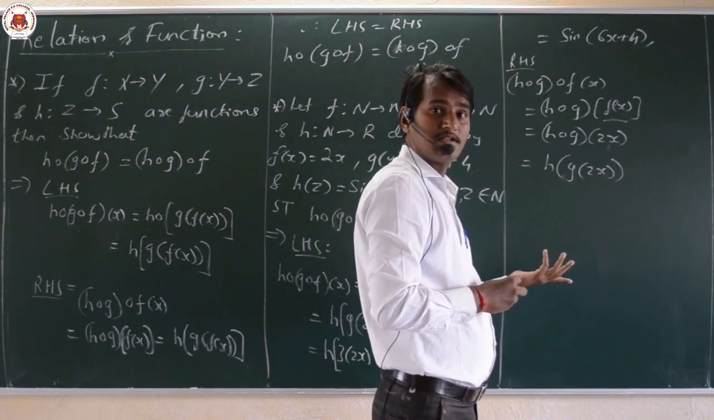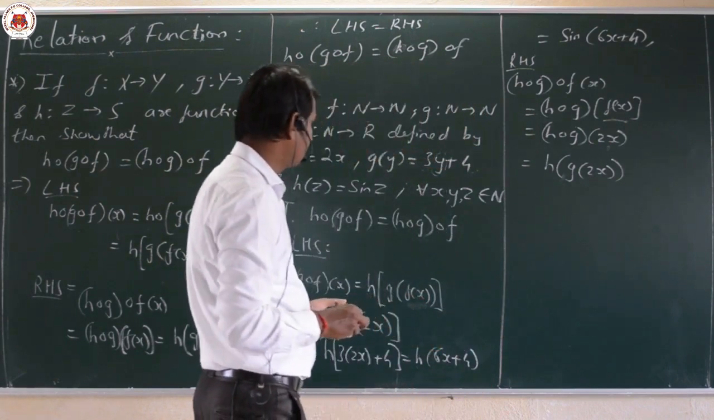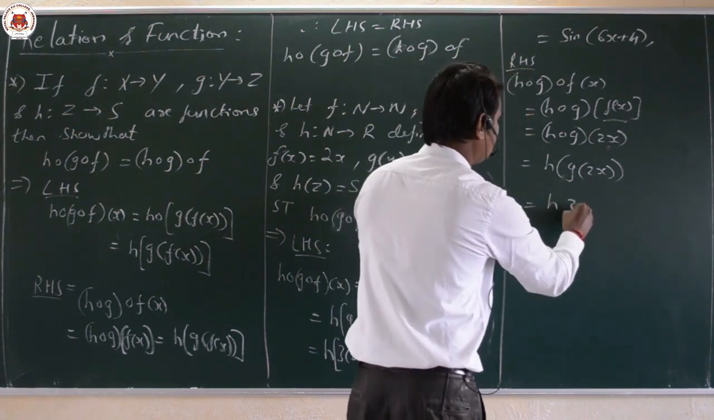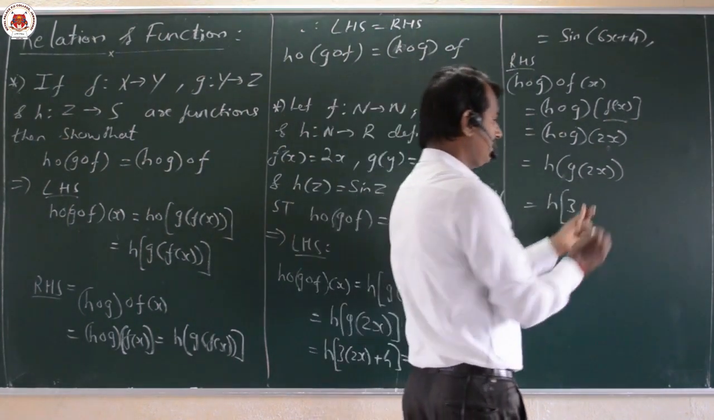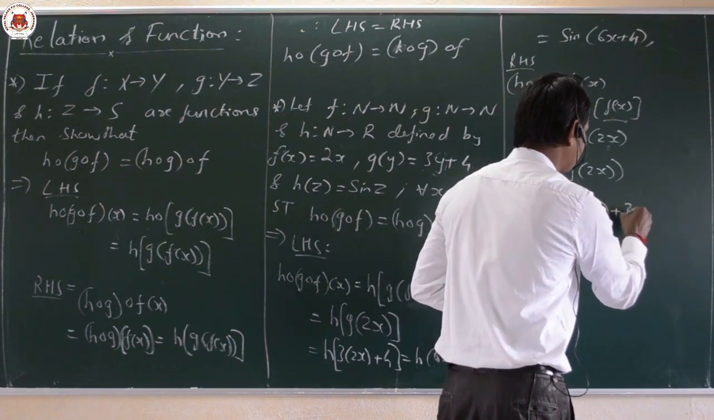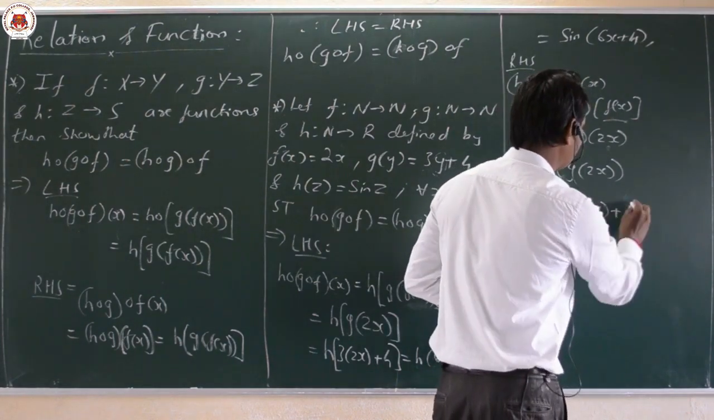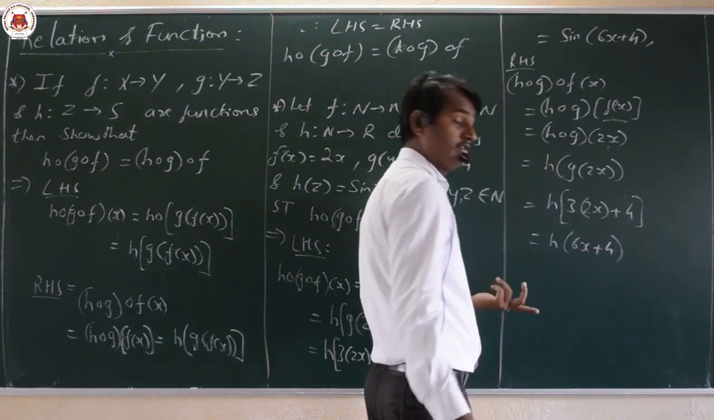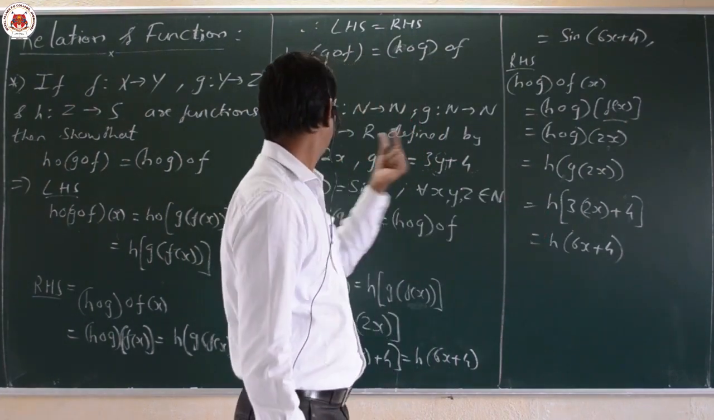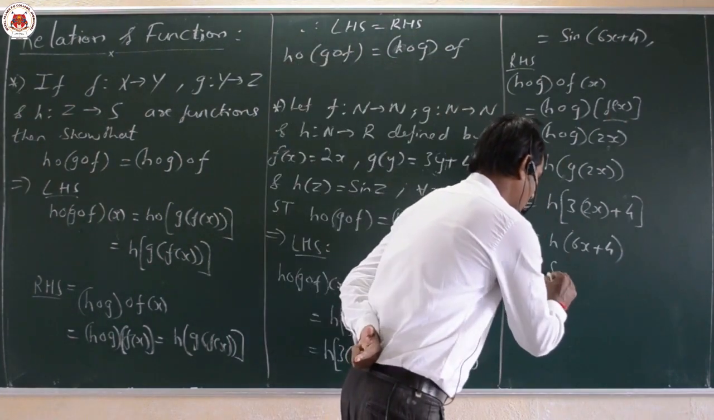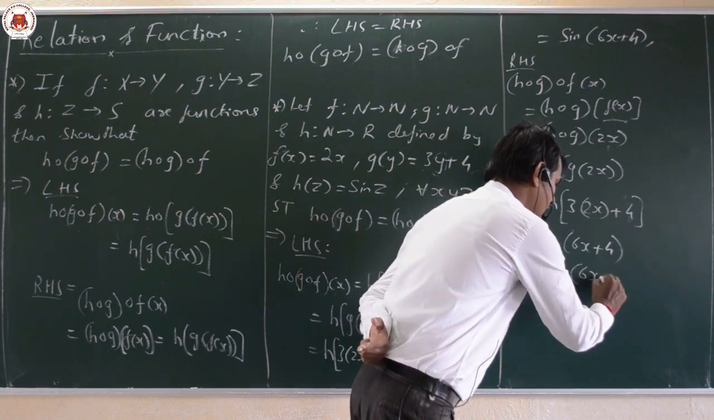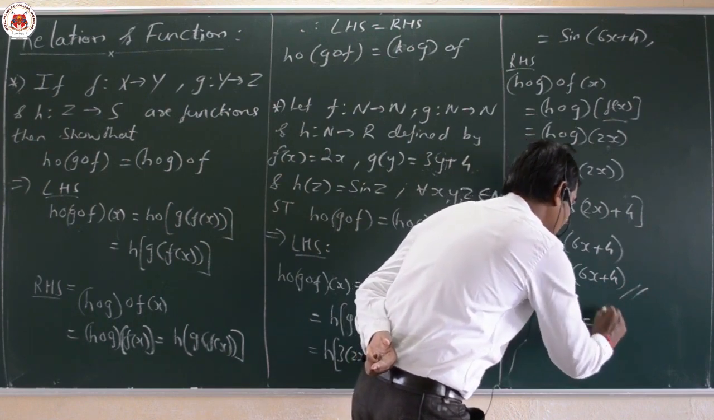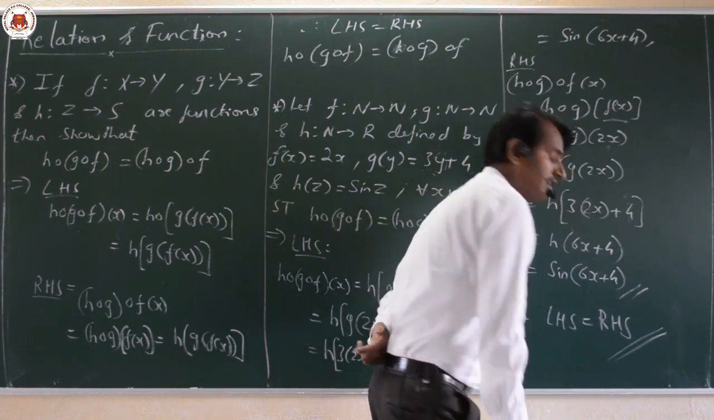Now it is similar to the last one. So what we get: g of y means 3 times y. In the place of y, substitute 2x, plus 4, which is equal to h of 6x plus 4. That is the last step. What is the function h here? The h function is sine z, which is equal to sine of 6x plus 4 in the place of z. So now what we can observe is that LHS equals RHS. That is your required proof.